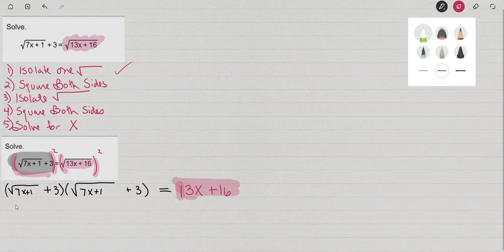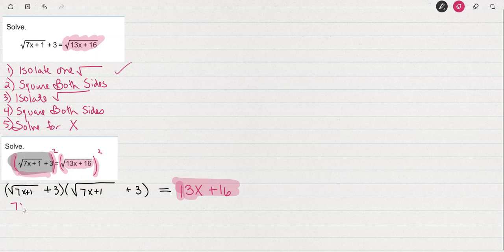When I multiply those together, it's first times first. So I'd have the square root of 7x plus 1 times the square root of 7x plus 1. So those square roots undo each other. Plus 3 times the square root of 7x plus 1 plus 3 times the square root of 7x plus 1. So I can just double the product of 3 times the square root of 7x plus 1. Plus 3 times 3, so plus that second term, the 3 squared.